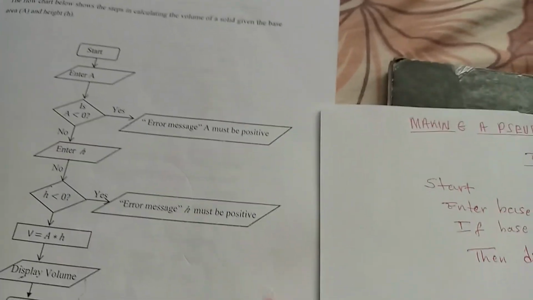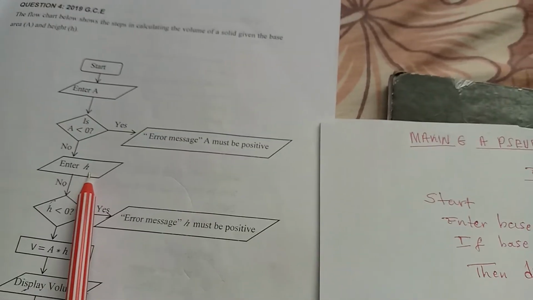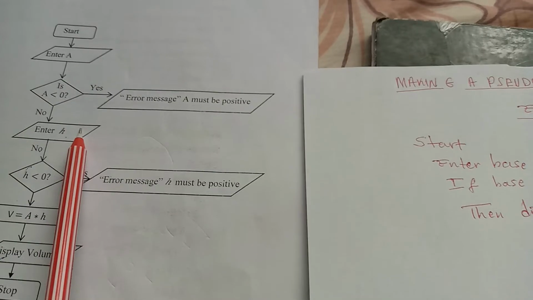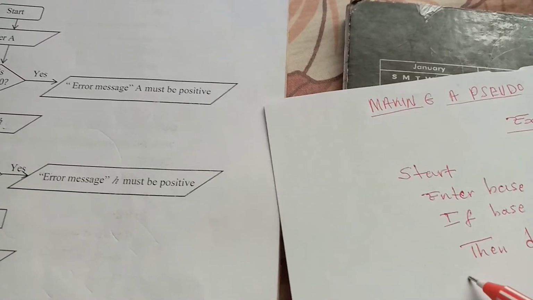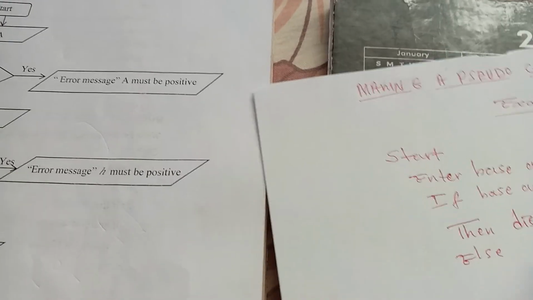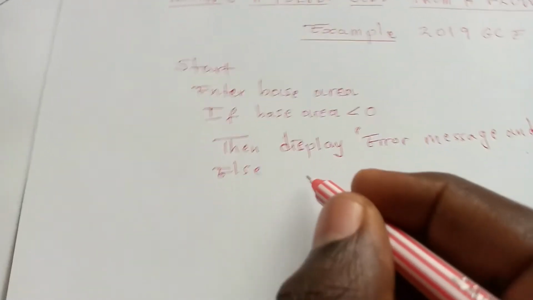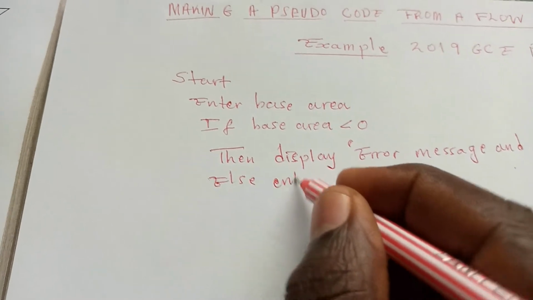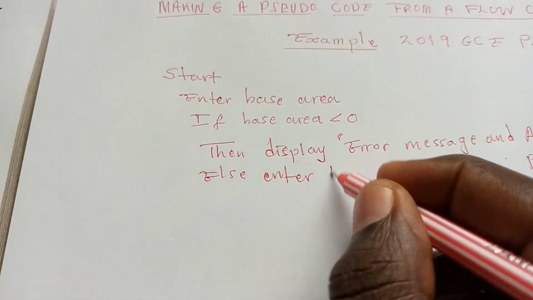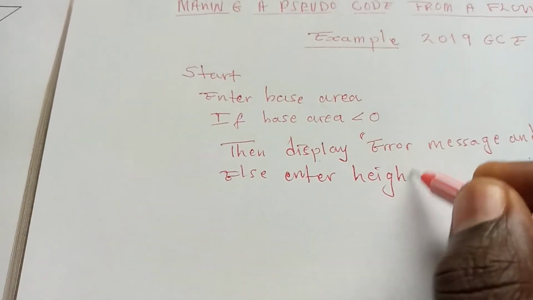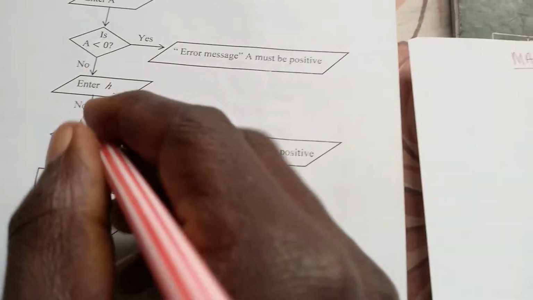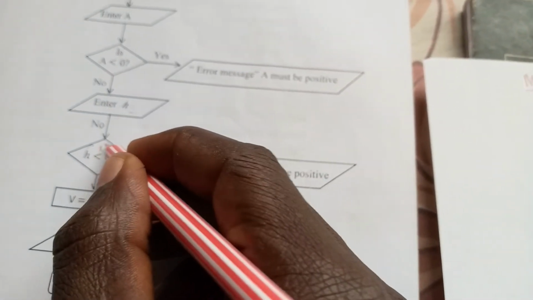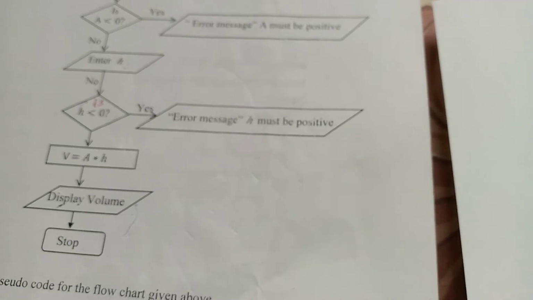Now they have continued to say enter H. So for you to introduce this second statement, you say else enter height. Then they have continued to say is height less than 0.